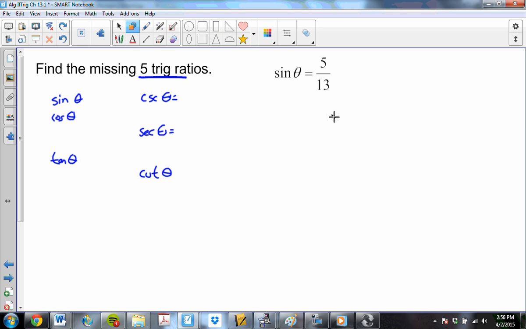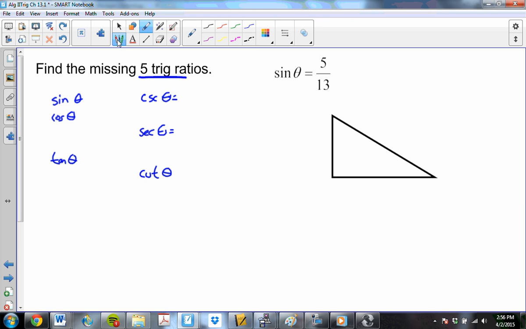Sure. This is actually a 30-60-90 right triangle, but it'll work for now. Sine of theta is 5/13. I know this is a right angle, so I can just pick one of these to be theta. I'll just pick this one to be theta, because why not?